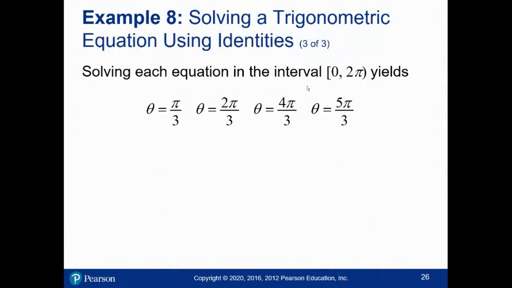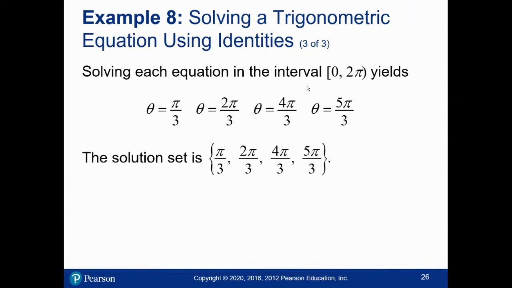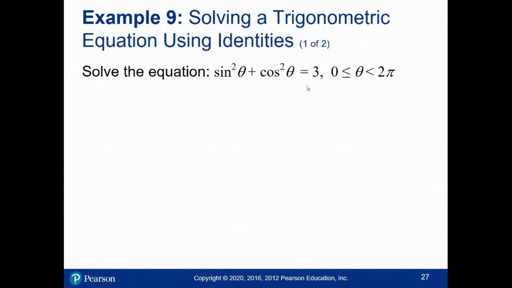Okay, and that's just pi over 3, 2 pi over 3, 4 pi over 3, 5 pi over 3. Those are the angles in the standard rotation of the unit circle whose cosine is either plus or minus 1/2. And those are our solutions. Okay. How about this? Sine squared theta plus cos squared theta equals 3.